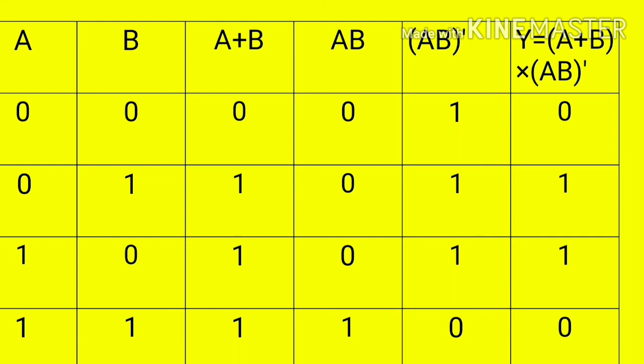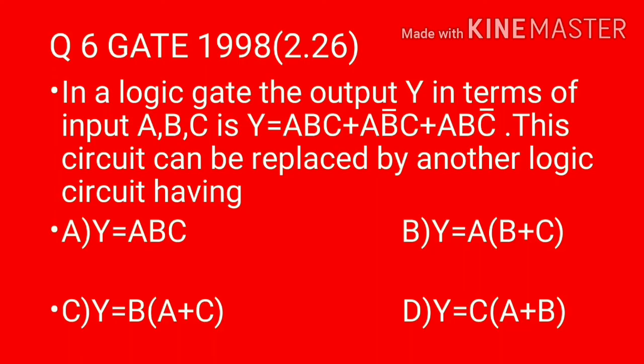The third value, A is 1, B is 0, A plus B is 1, AB is 0, AB dash is 1, Y equal to 1. Last one, A and B are 1, A plus B is 1, AB equal to 1, AB dash is 0, Y is also 0.